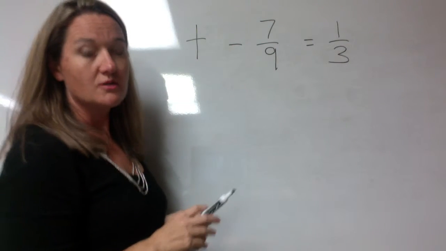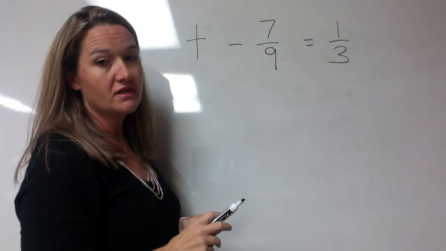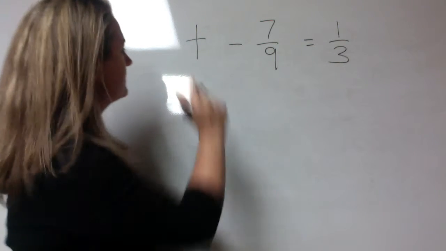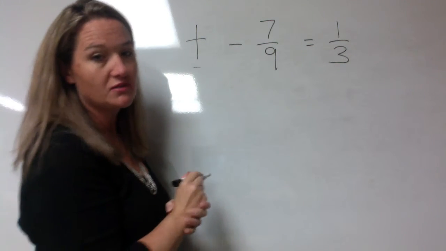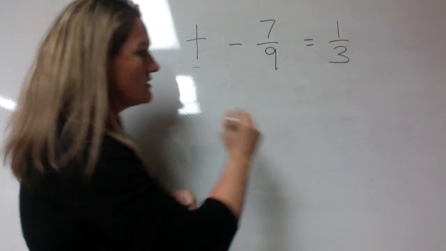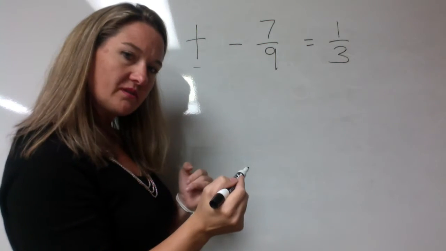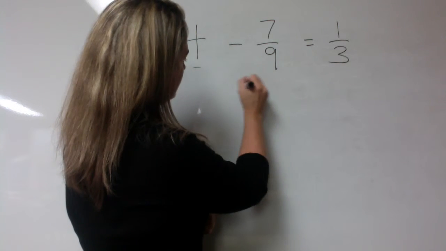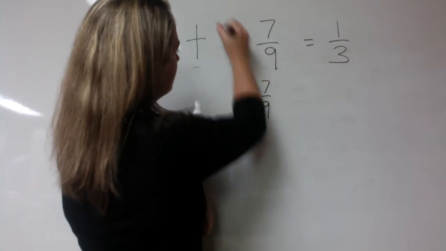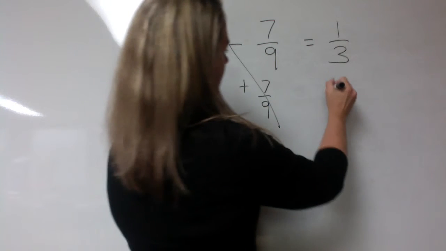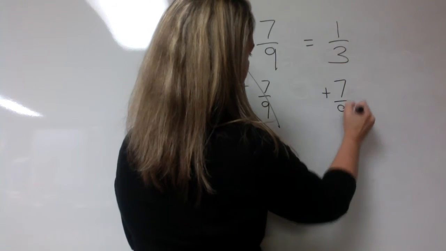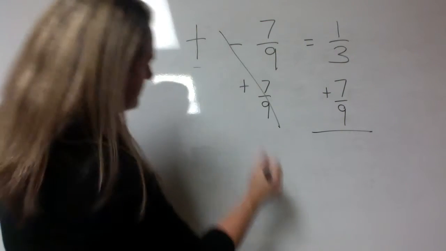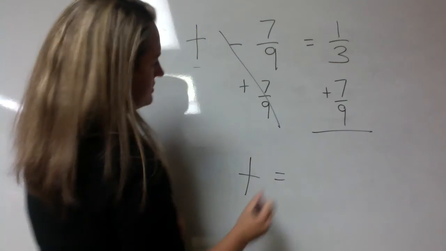Okay, so we've got t minus 7/9 equals 1/3. Again, trying to get the t by itself. What's in the way? The minus 7/9. So ask yourself, what's the opposite of minus 7/9? Adding 7/9. So we're going to add 7/9. That's gone. So we're going to add 7/9 over here. Let's bring the t equals whatever we get here.